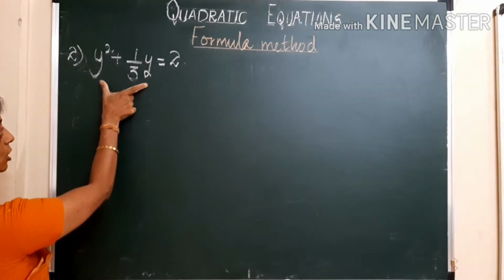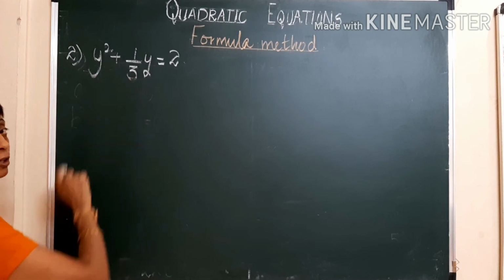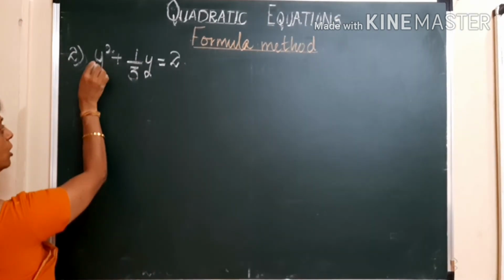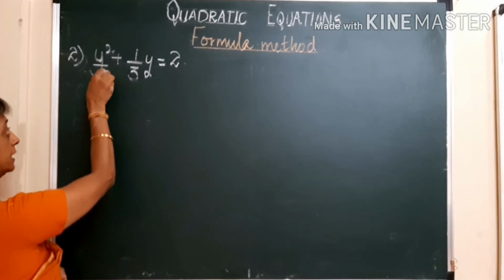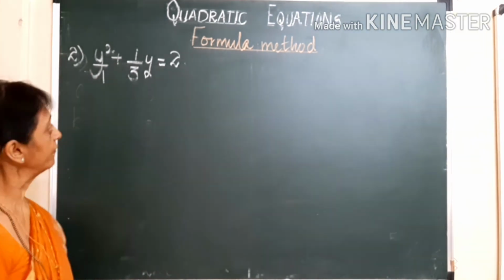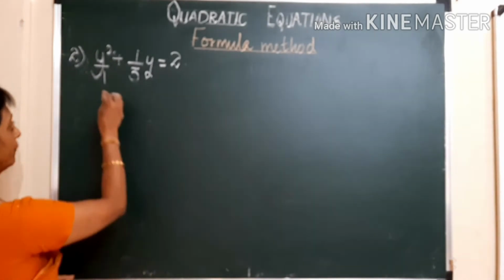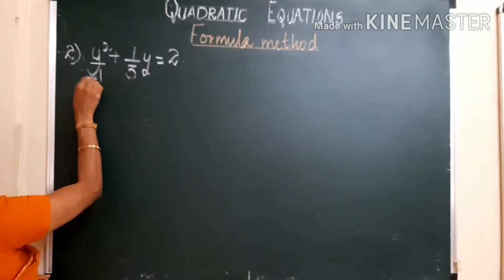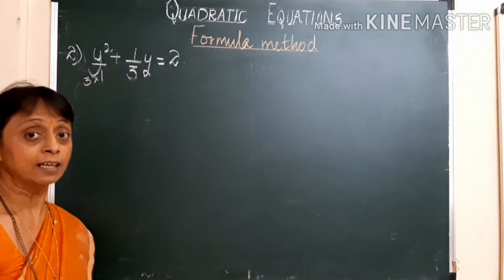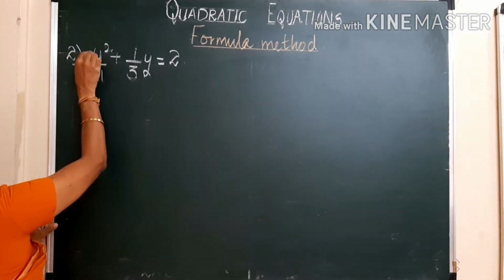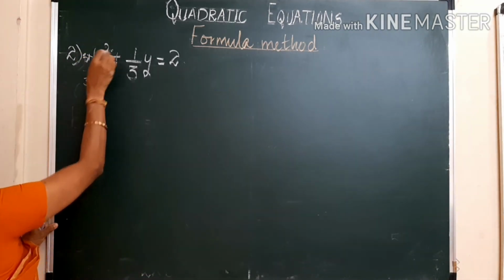Let's change this. Look at the left hand side. The denominator over here is 3. What about the denominator for the square term? It is 1. So let's find out the LCM of 1 and 3. What is the LCM? It is 3. So the first term you will multiply by 3. Whatever you do on the denominator should also be done in the numerator. So what do you get?